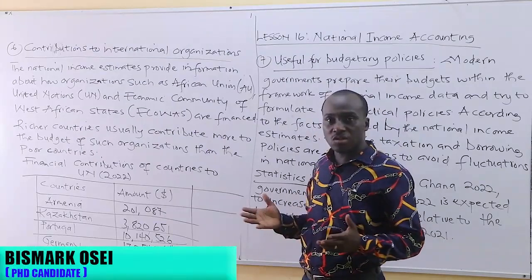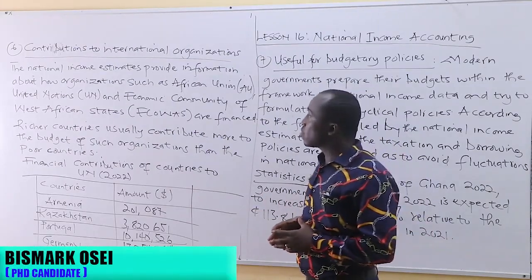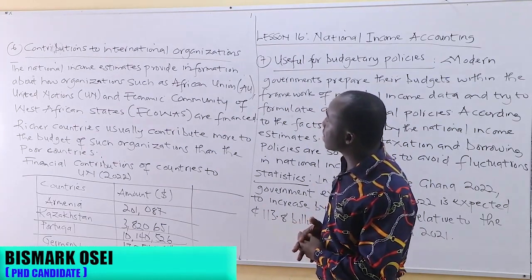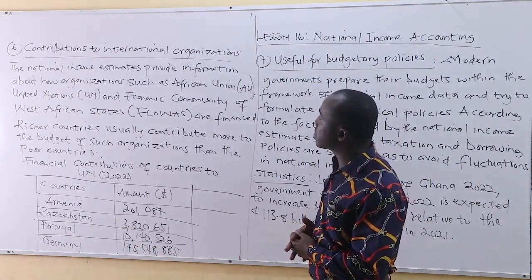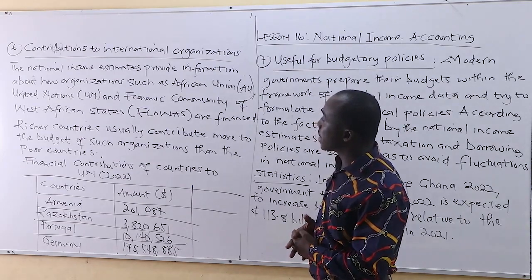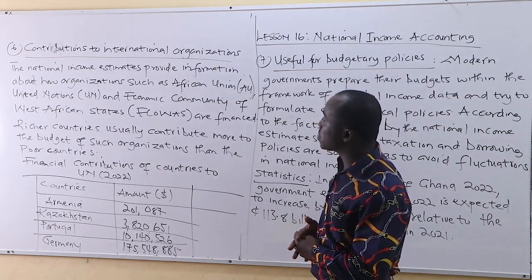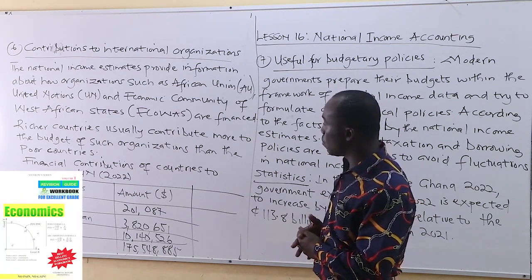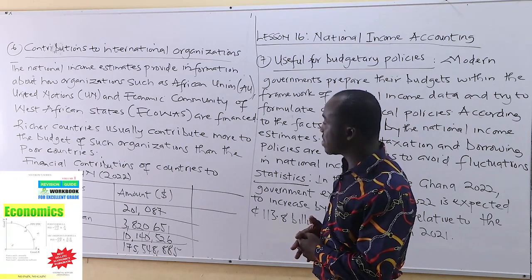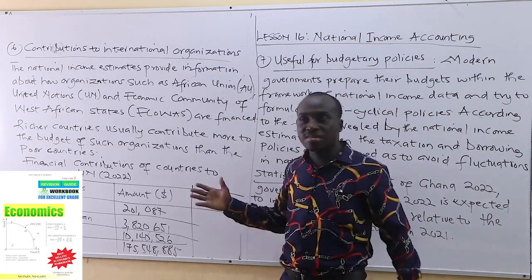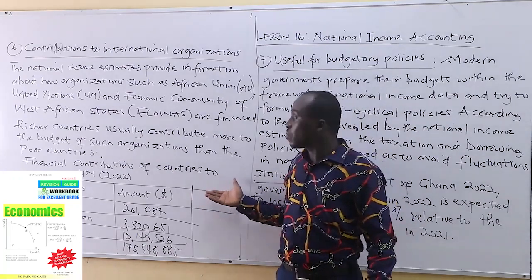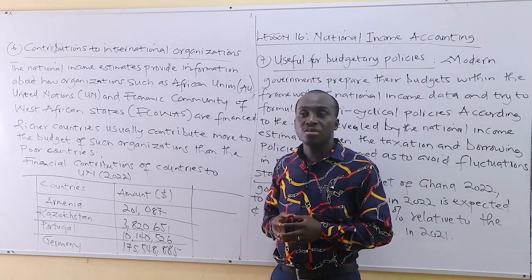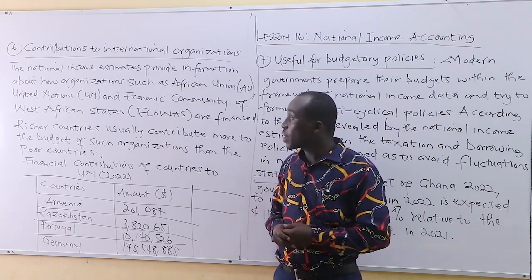Again, another importance of the national income estimate is contribution to international organizations. National income estimates provide information about how organizations such as the African Union, the United Nations, and the Economic Community of West African States, ECOWAS, are financed. Rich countries usually contribute more to the budget of such organizations than the poorer countries. When you take such organizations, every year, countries have to make their contributions.